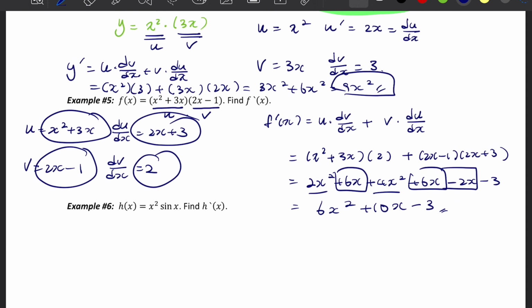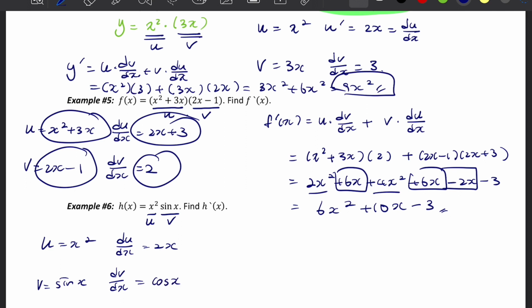Let's do example 6. We have h of x, and we have two functions again multiplied together: x squared and sine x. We can say x squared is u, sine x is v. Then u is equal to x squared, du over dx is the same as 2x. v is sine x, dv over dx is cosine x.